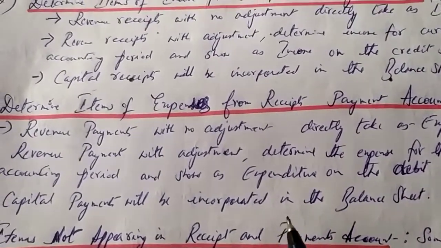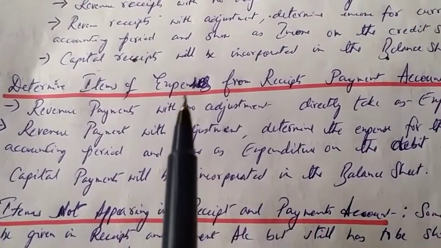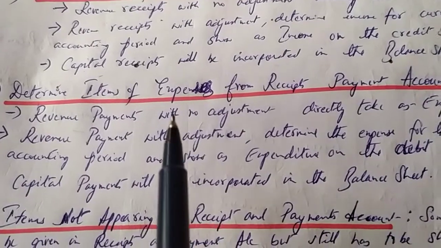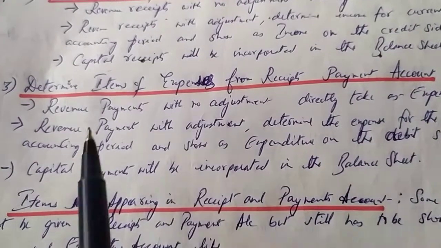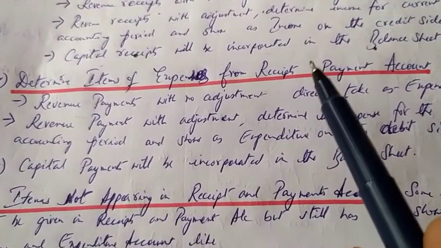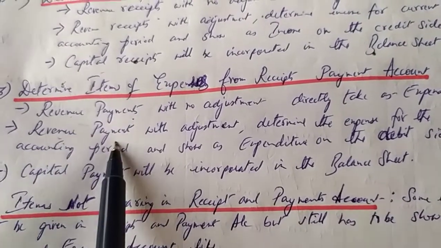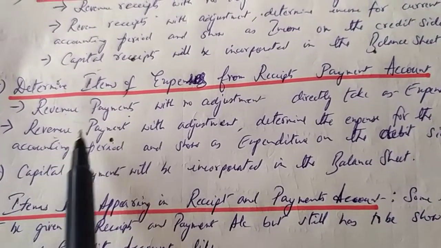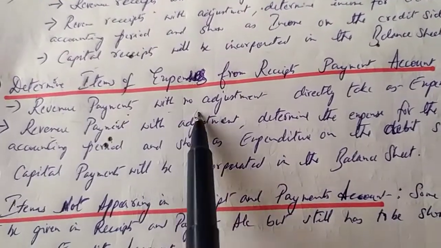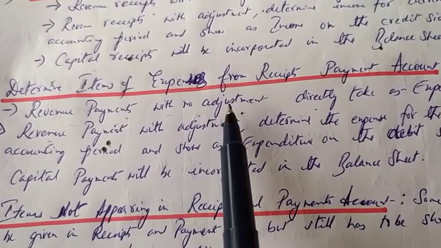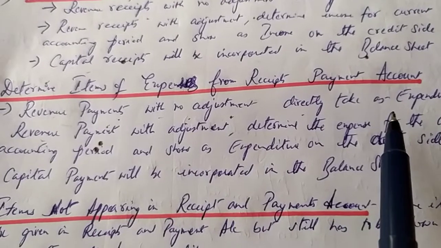Again, in the income and expenditure account, the next part is the debit side, which is the expenditure side. For taking the items for the expenditure side, you have to determine the items of expenses from the receipt and payment account. From the various payments there, only revenue payments are to be taken. Those payments which are revenue in nature, which have no adjustment, we can directly record in the debit side of the income and expenditure account.